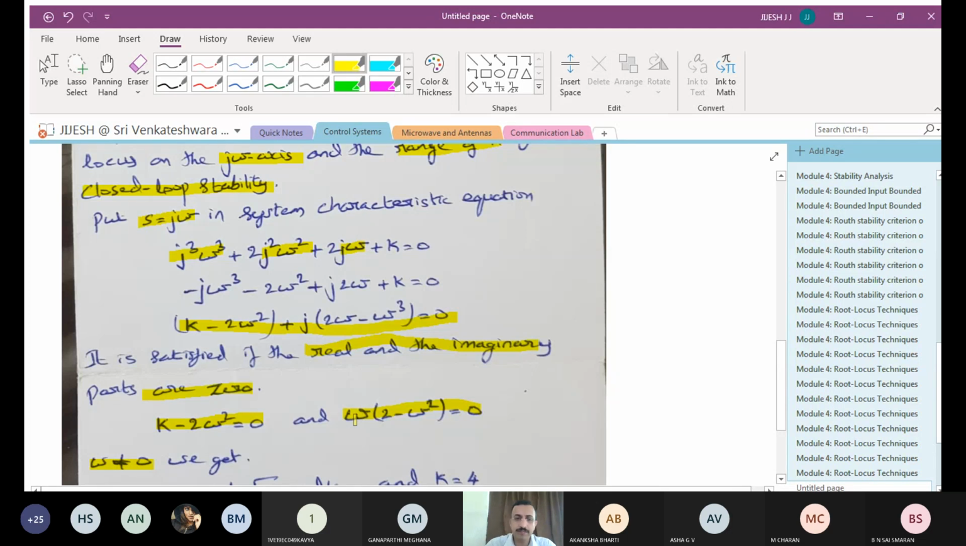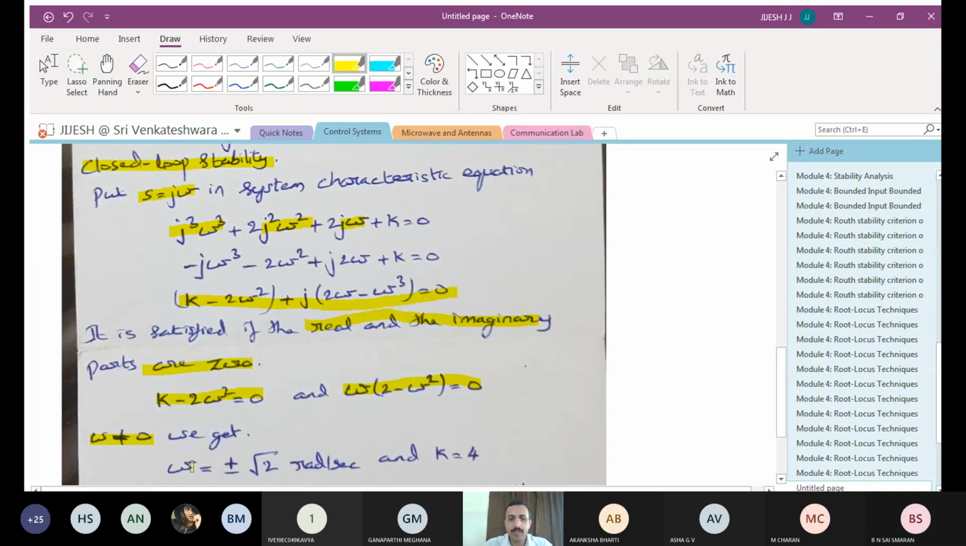So what is the answer you will get for k? What is the value of omega and k you will obtain? It's 4 and plus or minus root 2. K is equal to 4 and omega is plus or minus root 2. So omega is plus or minus root 2 and k you will get as 4. So all of you can complete that.